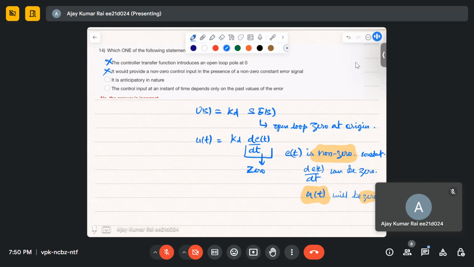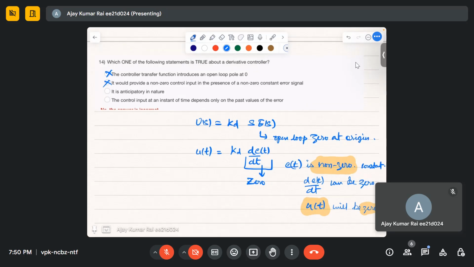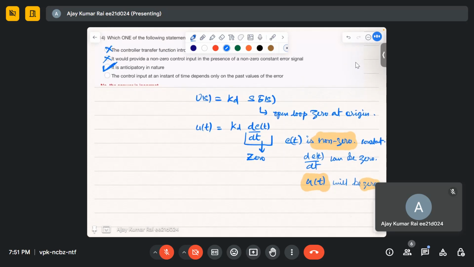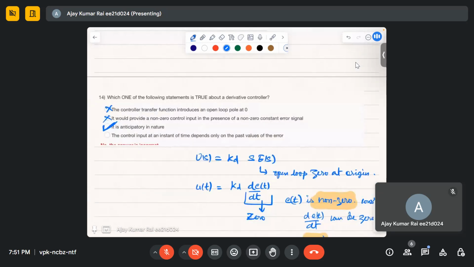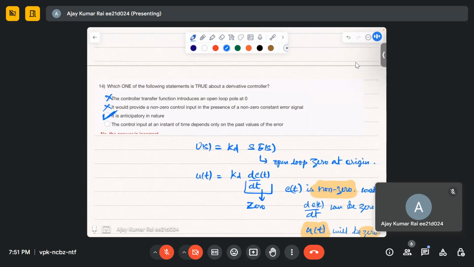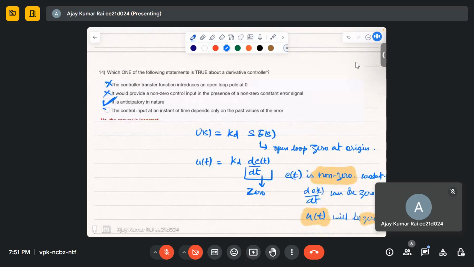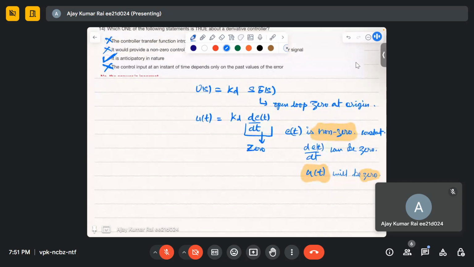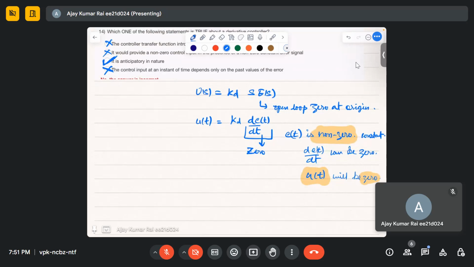It is anticipatory in nature. This is true. This is the only thing that is true, anticipatory, because it is also anticipating the future. Fourth statement, the control input at an instant of time depends solely on the past values. No, because the derivative term is there. The previous integral controller depends on past values, this depends on the future also. This statement is false, because you are finding the slope at every moment, so it is giving us the future also.